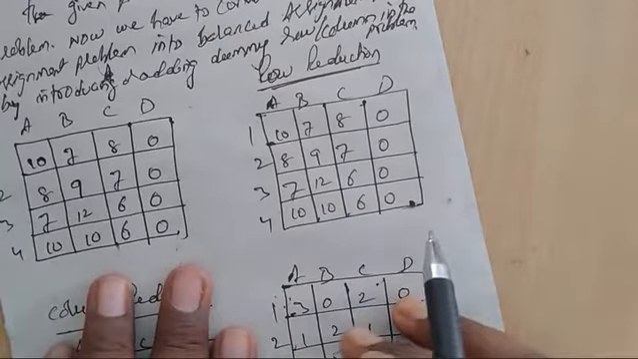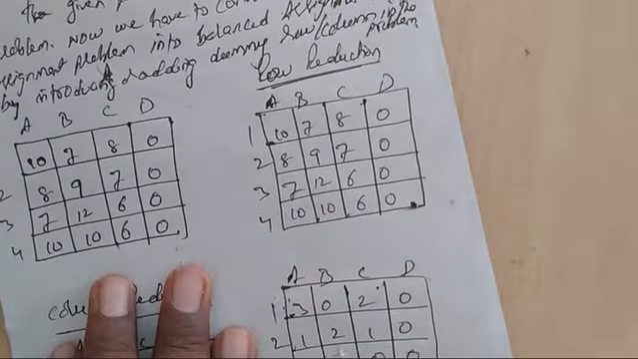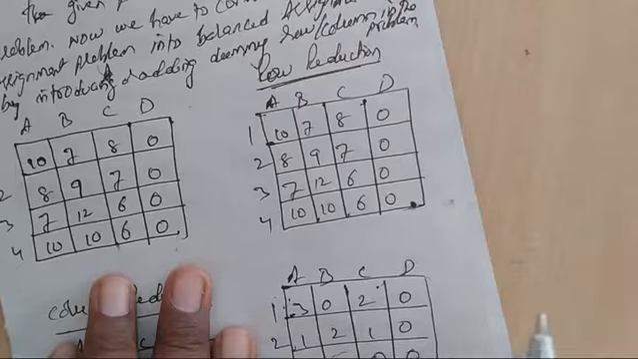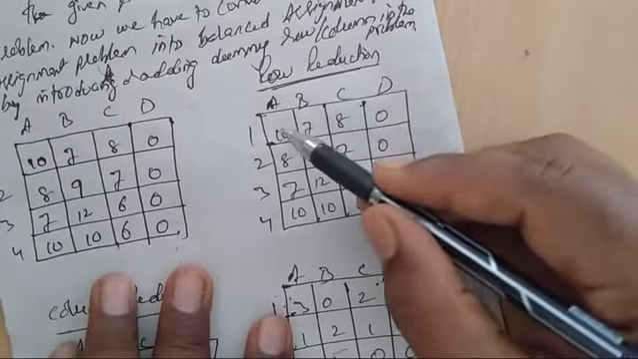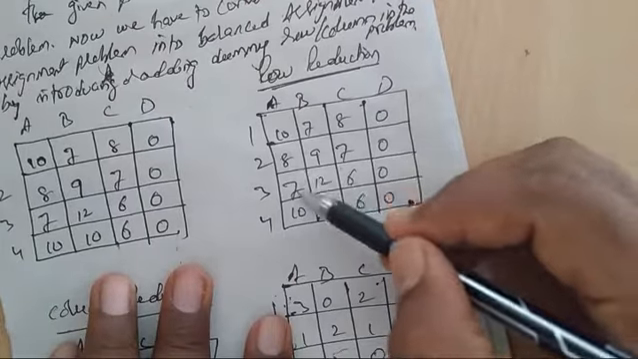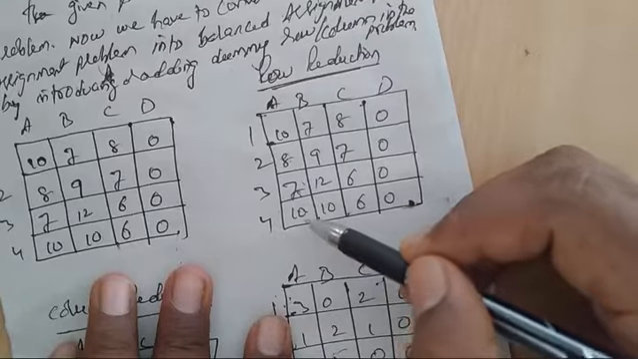How can we do the column reduction? Identify the smallest cost element in each column and deduct the smallest cost element from the others. For the first column, the smallest cost element is 7. 10 minus 7 is 3. 8 minus 7 is 1. 7 minus 7 is 0. 10 minus 7 is 3.